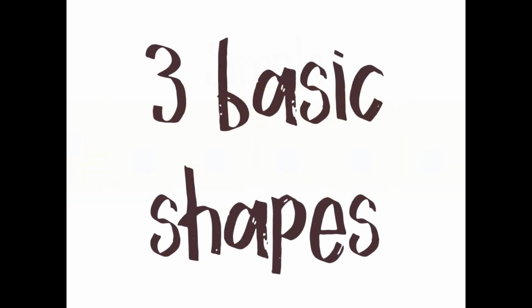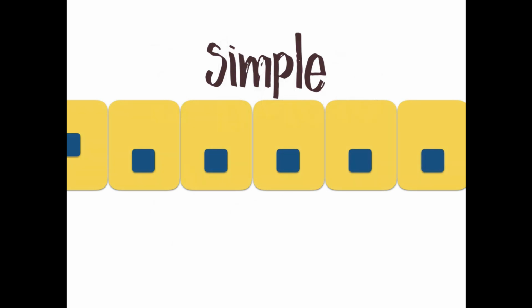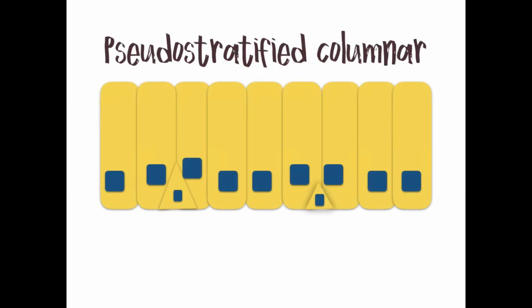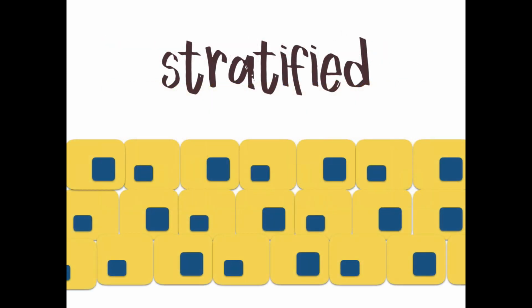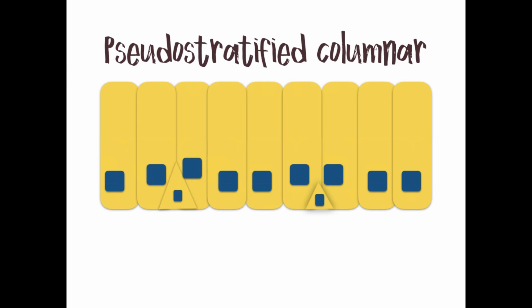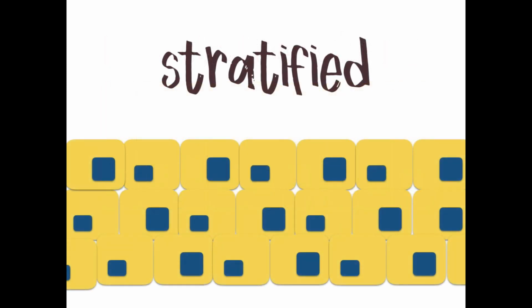So there's three basic types of arrangements. If you remember from the first video, we have the simple, which is single layered. We have pseudo-stratified, and then we have stratified. Remember that the word pseudo means fake, so it appears like it's stratified. It appears that there's multiple layers because of the nuclei being at different levels, and it gives the appearance of being stratified. Now the stratified, we actually do have multiple layers of tissue.